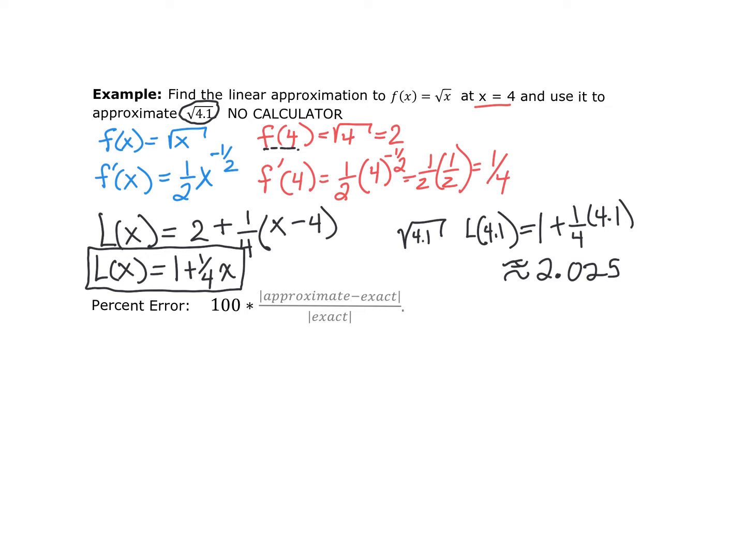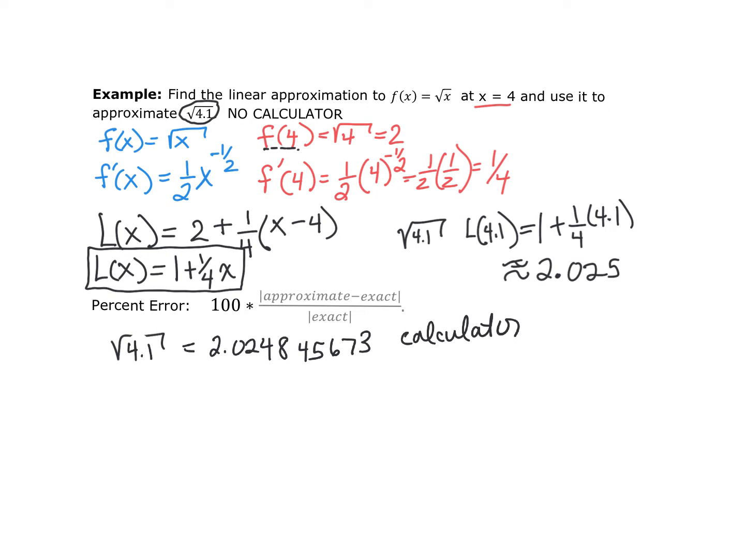All right, so let's take a look at what it really was if we use our calculator. The square root of 4.1 is approximately 2.024845673. So this is using our calculator. So you can see we were pretty close.